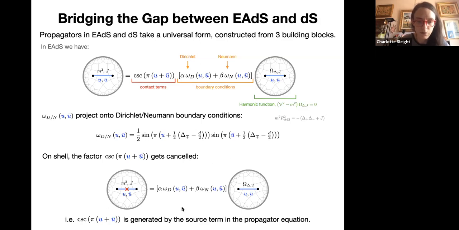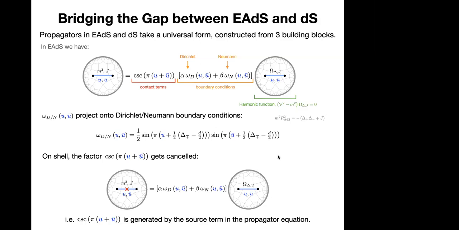So this equation here tells you that you can reconstruct the full bulk propagator, which satisfies the equation of motion with a source, from its on-shell counterpart by multiplying with this cosecant factor here. Is this clear? Any questions at this point? Sorry, go ahead, Nili.